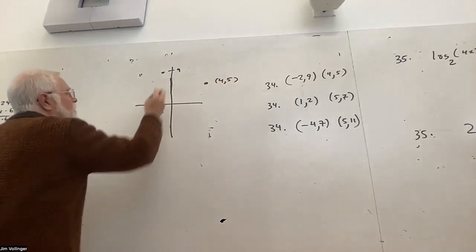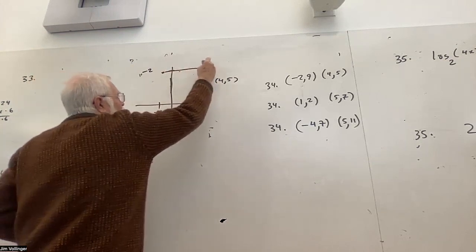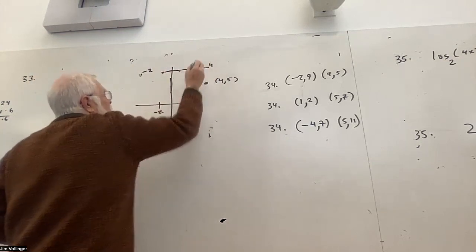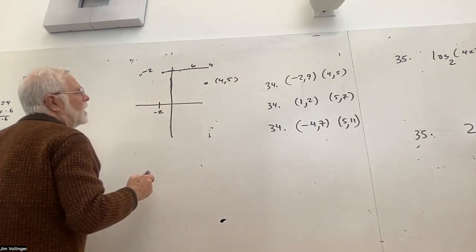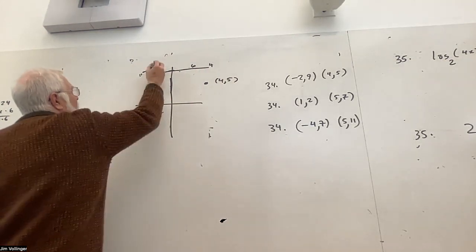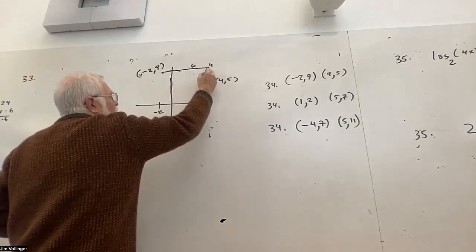Okay, so negative 2, 9. Negative 2 goes over to 4. That's 6 units of change. Negative 2, 9, right? Okay, so 9 was the y value, and I'm going to 5. That's 4 units of change.